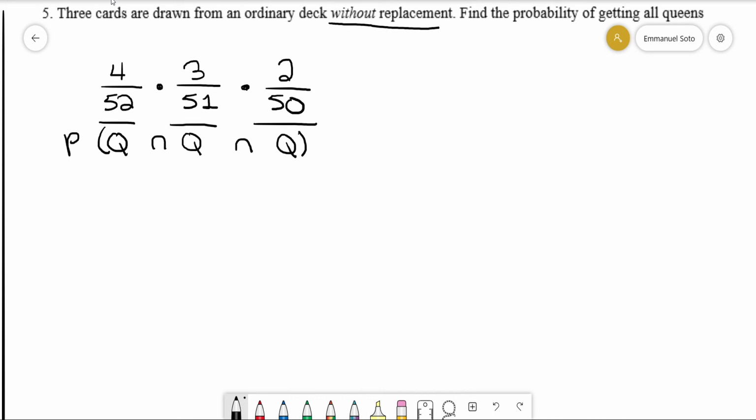Alright, so the probability of queen and queen and queen is going to be equal to, let's go ahead and multiply these probabilities. Four divided by 52 times 3 divided by 51 times 2 divided by 50. So it looks like you got a small probability there. It looks like 1.81 times 10 to the negative 4, which is the same thing as 0.000181. Very small probability of that happening.